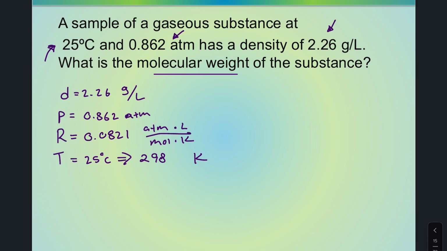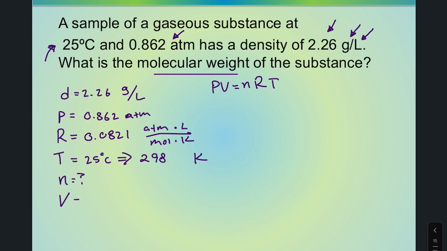And so we have our pressure, our R, our T. Do we know what our n is? No, we don't know what our n is yet. But that's okay because that's what we're trying to find out. If we're doing PV equals nRT, then we have P, V, R, and T. Oh, so I haven't described what V is yet. So what are we going to do for V? Well, if we look at the units here, this says that we have 2.26 grams for every 1 liter.